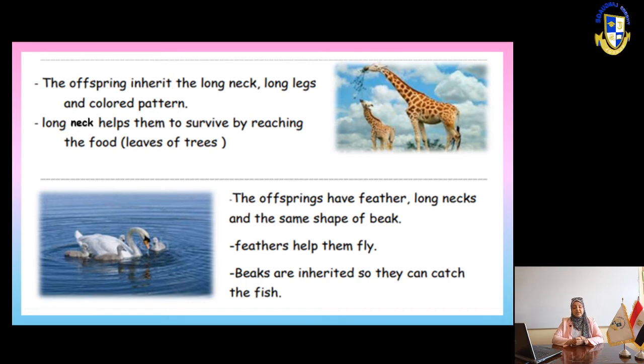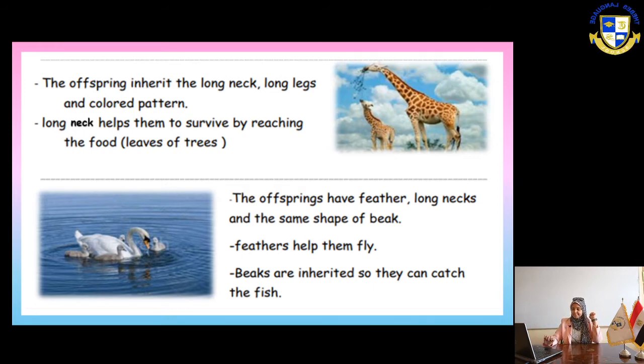Okay, the next example is the swan. The offspring have feathers, long necks, and the same shape of beak, as we can see in the picture. These feathers help them to fly, and the beaks help them to catch their food, to catch fish. Beaks are inherited traits, so they can catch their food and help them to survive and live longer. Okay, so this is how traits help to survive in nature.